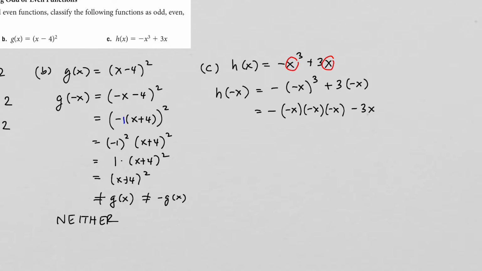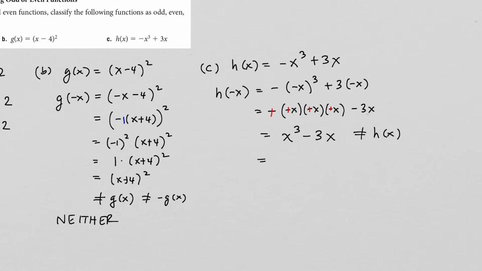If you look at what you have here, you have a negative times a negative is a positive, and a negative times a negative is a positive. So we end up with x cubed minus 3x. Now, is that the same as our original function? Keep in mind, our original function was negative x cubed plus 3x. No, this is not equal to h of x.